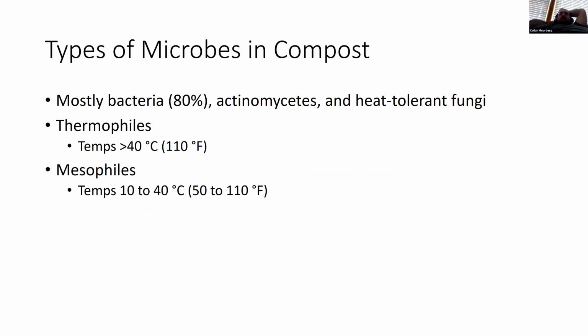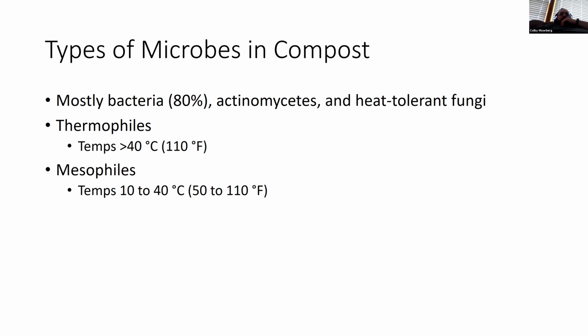The types of microbes that occur in compost, at least for thermophilic composting, are mostly bacteria, as well as actinomycetes, which is a type of bacteria, and also some heat-tolerant fungi. We have two categories of microbes that are categorized based on their temperature tolerance. There are thermophiles, which can tolerate high temperatures, so this is 40 degrees Celsius or more, or 110 degrees Fahrenheit. This is a little bit uncomfortable for you and I as far as temperature goes, but the microbes are more than happy at that temperature.